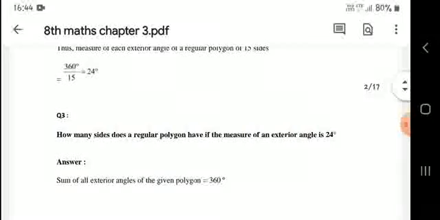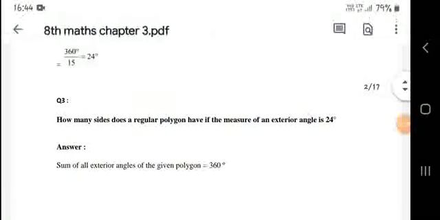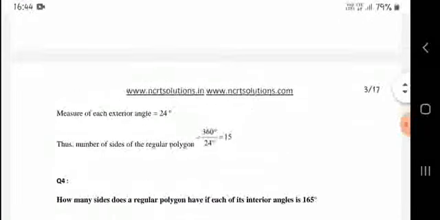Next, how many sides does a regular polygon have if the measure of an exterior angle is 24? The sum of the exterior angles of the given polygon is 360. So 360 divided by 24 degrees, therefore it will be 15. Therefore the number of sides of the regular polygon will be 15.